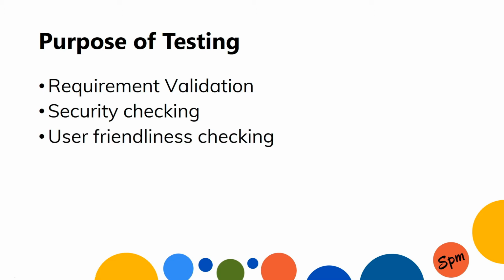Then we want to check user friendliness. User friendliness means how easy or difficult it is to interact with the software, meaning how the user will use the software, whether it is easy enough to use or difficult. So you want to make sure that the user won't have any problem with the software. These are the main purposes of testing.